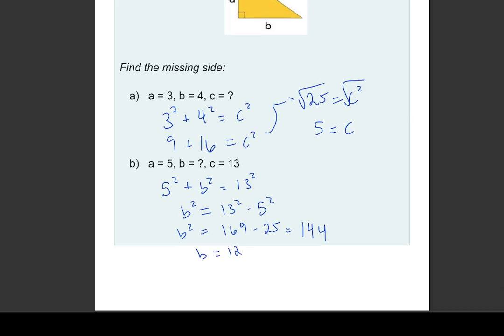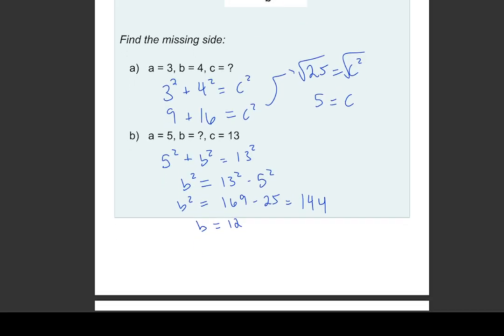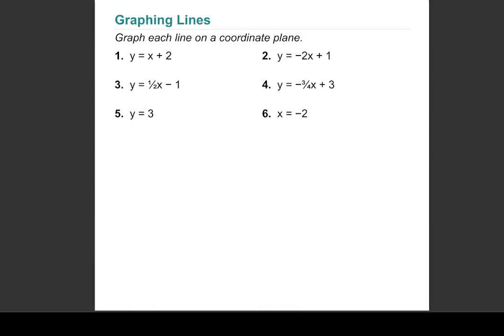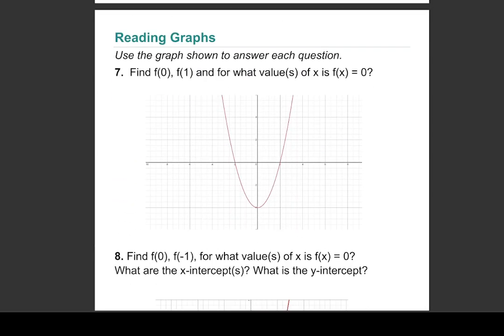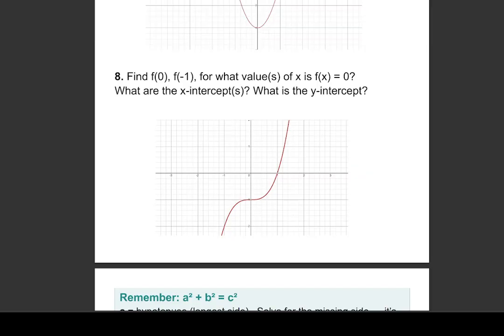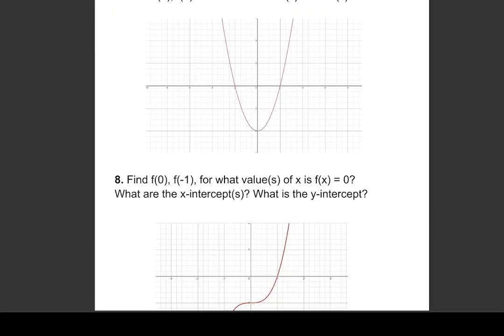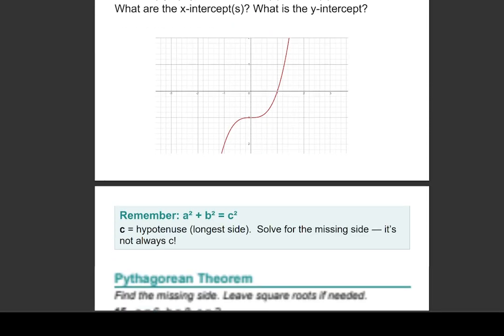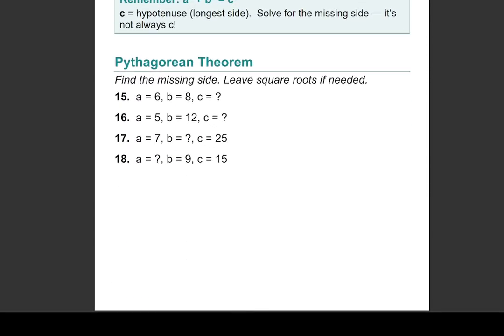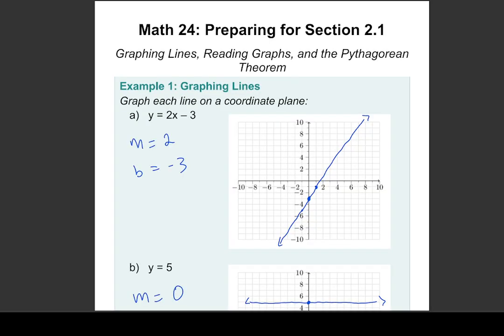And that's it. So please give the rest of the worksheet some practice, graphing some of these lines, reading some of these graphs. You don't have to write the equations here. I just want you to pick up some values from these, and then practice with the Pythagorean theorem a little bit. And as always, reach out if you have any questions.